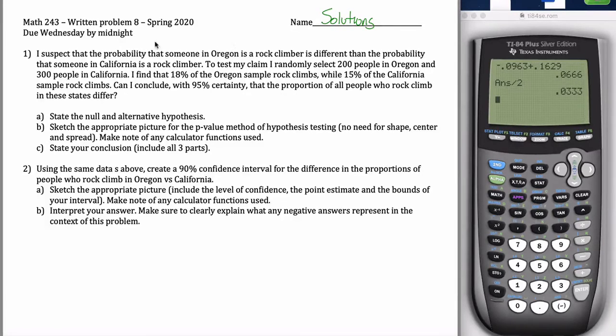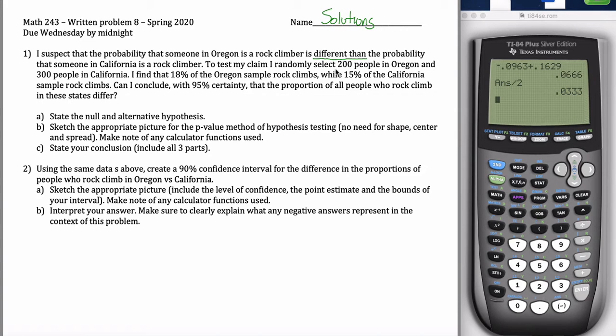All right, here are solutions to our 8th and final written problem for Math 243, Spring 2020. The idea here, we're dealing with proportions, two different proportions. I suspect that the probability that someone in Oregon is a rock climber is different than the probability that someone in California is a rock climber.